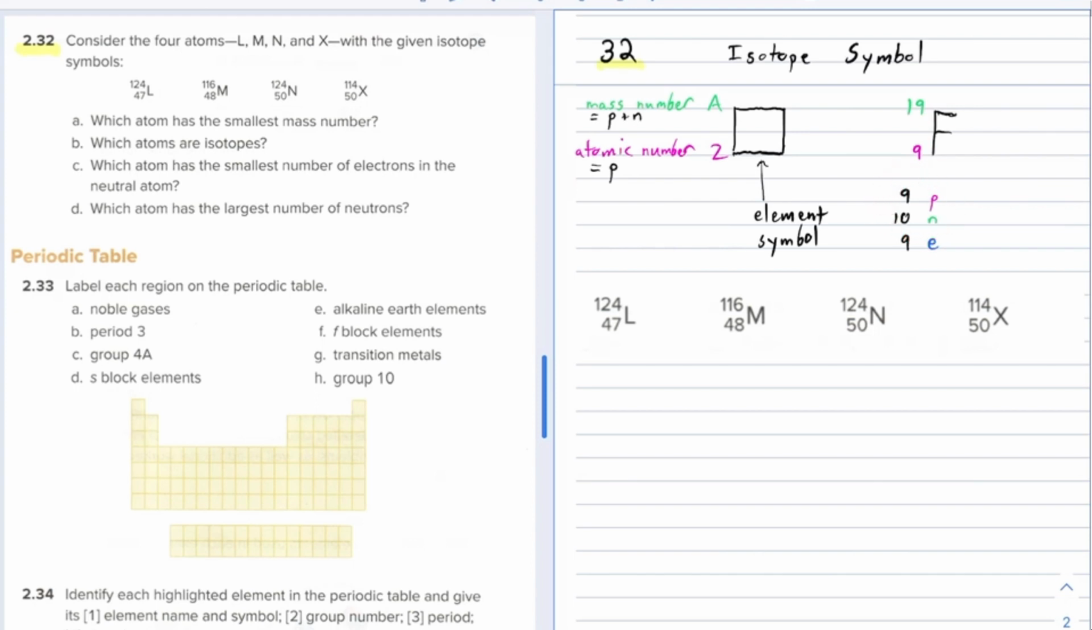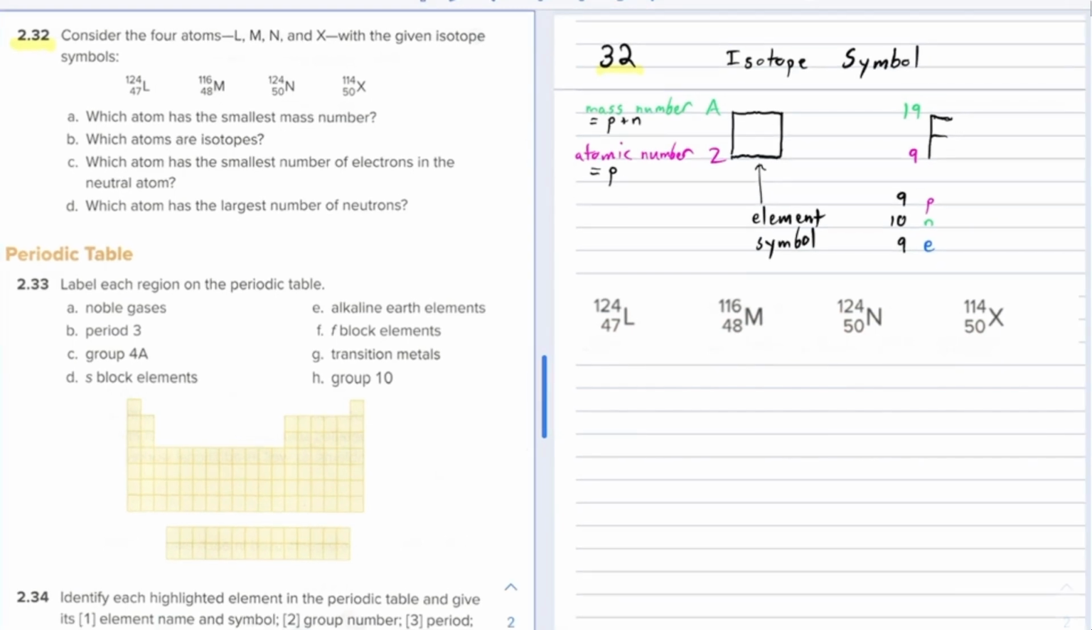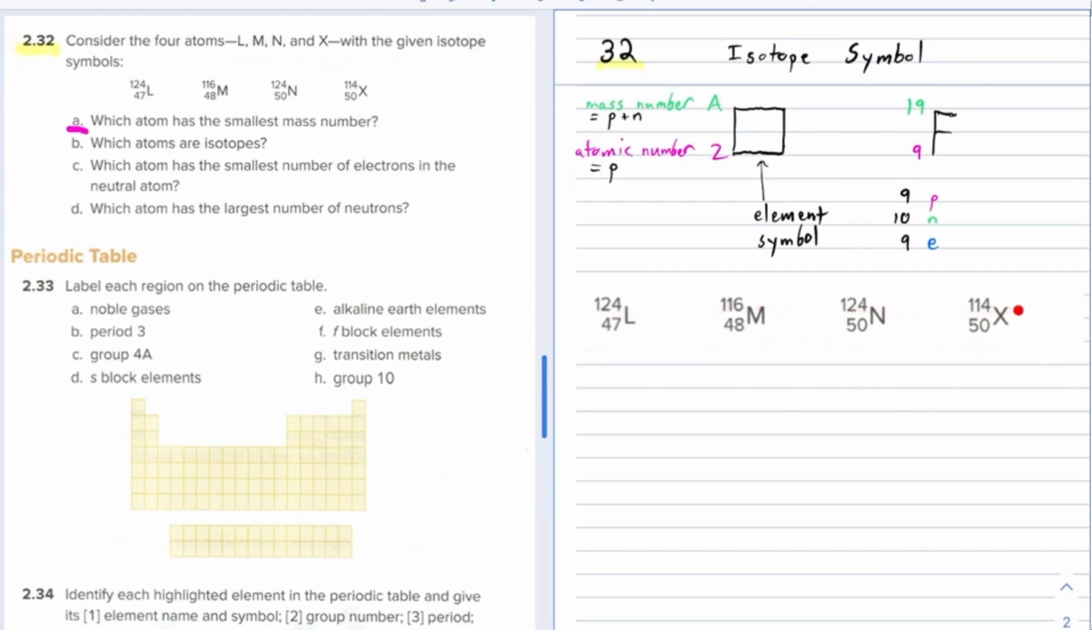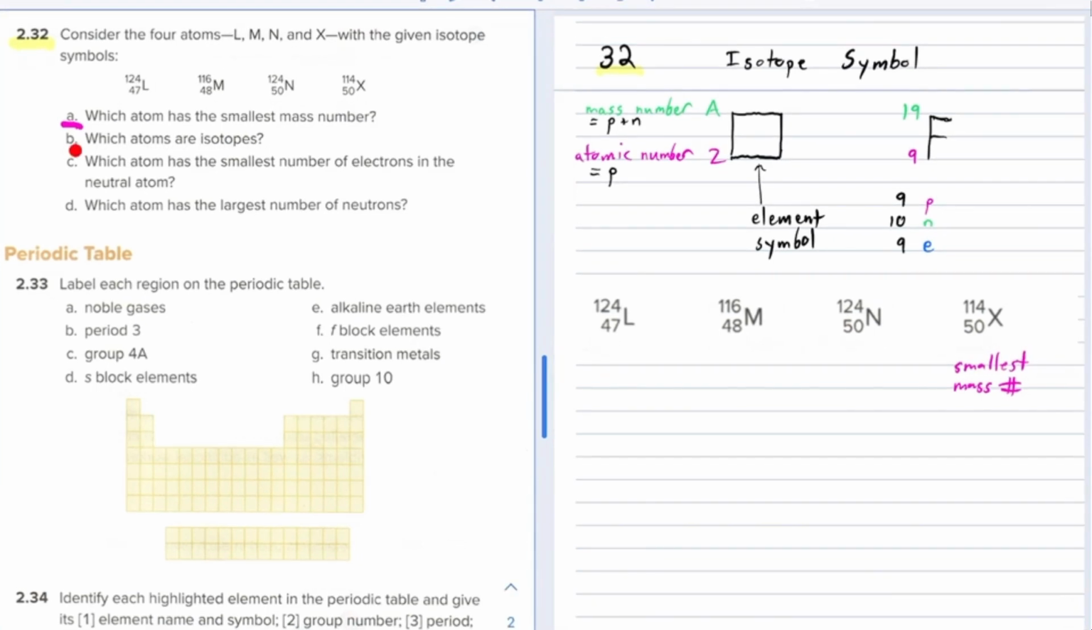Now, looking at these, I've copied all these down over here, we should be able to answer this first question pretty easily. A, which atom has the smallest mass number? Well, the mass number is up at the top. 114 is the smallest mass number. So, smallest mass number. And then B, which atoms are isotopes?